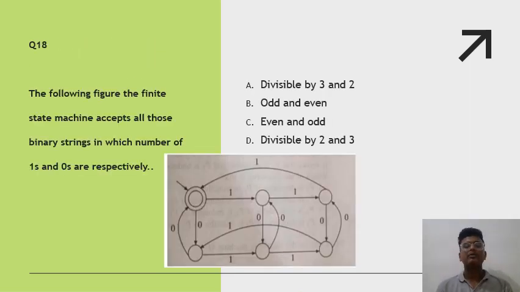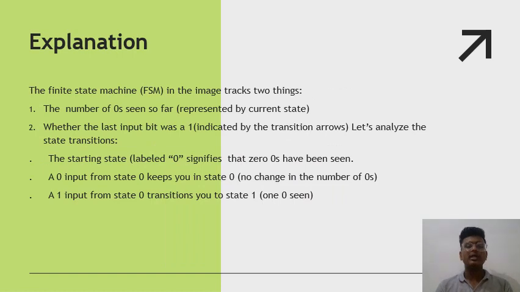Question 18 of the multiple choice question series is the following figure. The finite state machine accepts all those binary strings in which the number of zeros and the number of ones are respectively divisible by 3 and 2, odd or even, or odd, or divisible by 2 and 3. In the finite state machine, there are two things: the number of zeros seen so far, represented by the current state, and whether the last input bit was 1, indicated by the transition arrows.